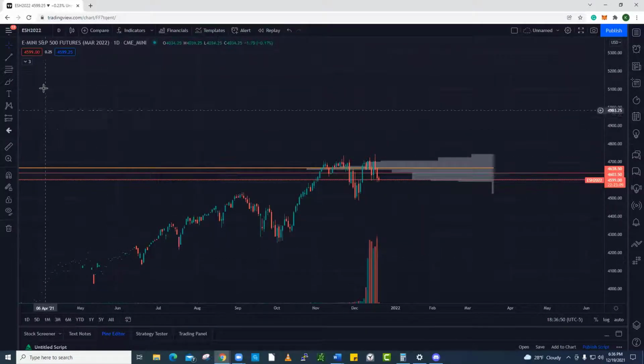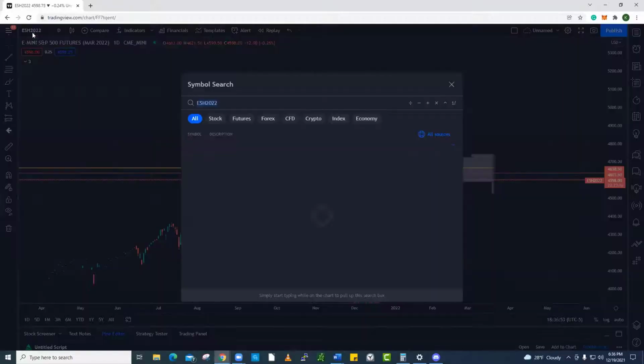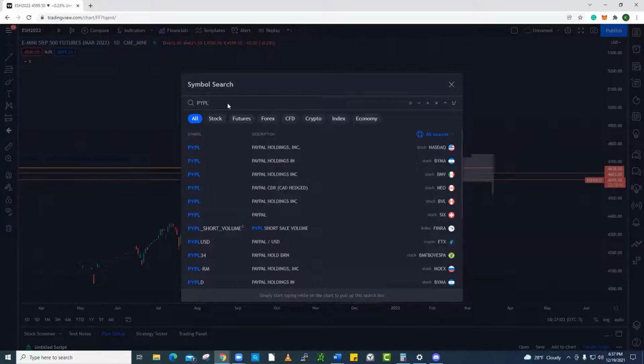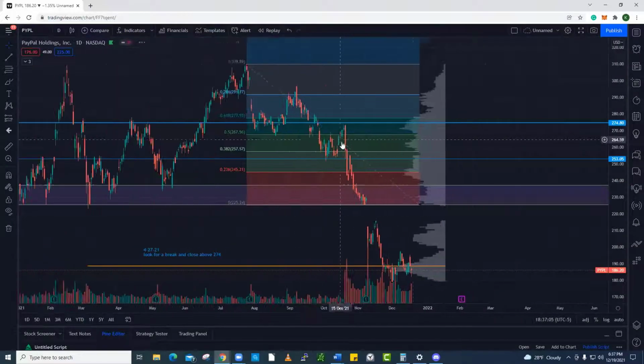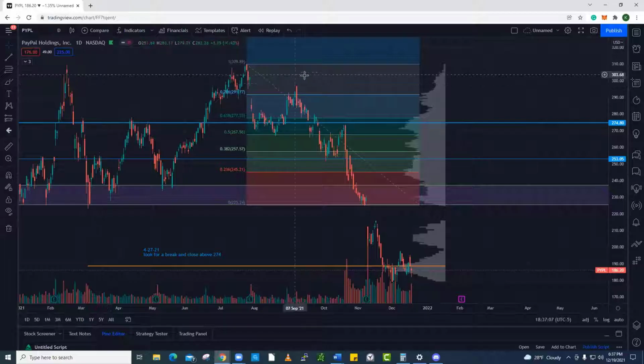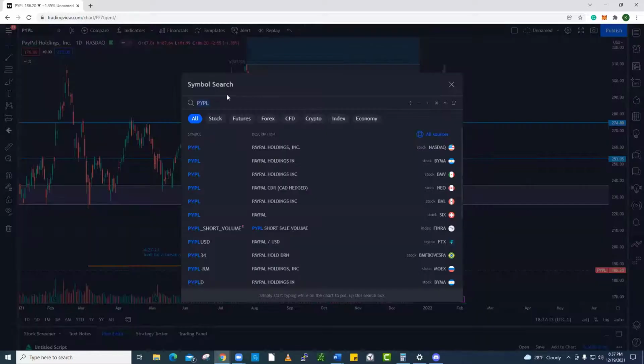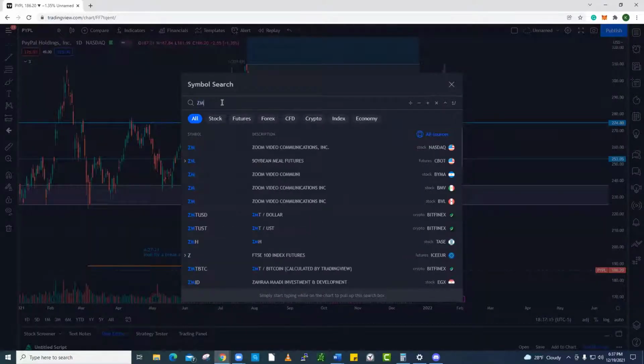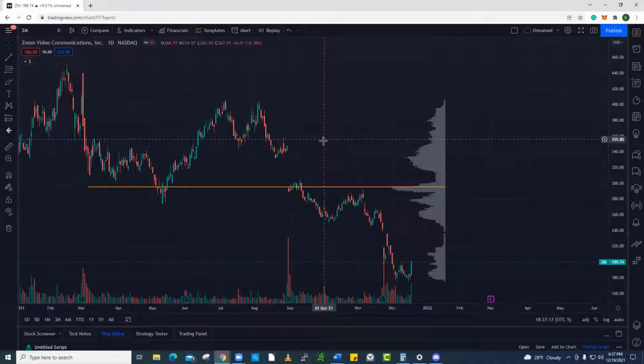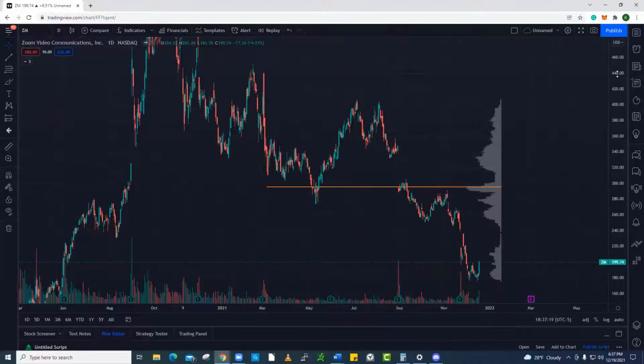Volume can be represented by many different things. So let's take a quick little look here. Let's go to a fresh stock. Let's go to maybe PayPal. Maybe I got some other charting on here, let's go to something else. I was working on something with PayPal. So I don't know, let's see here. Zoom, sure, we'll work on Zoom. All right, let's take a look at Zoom.